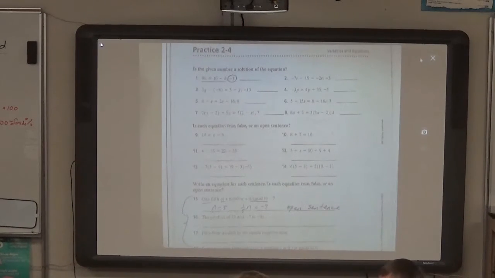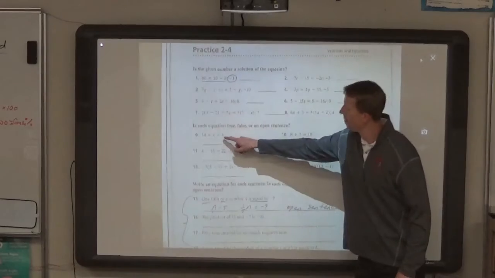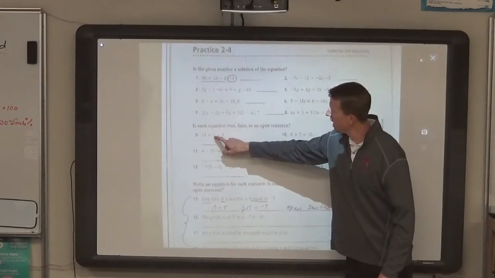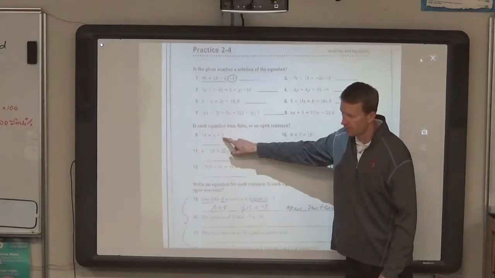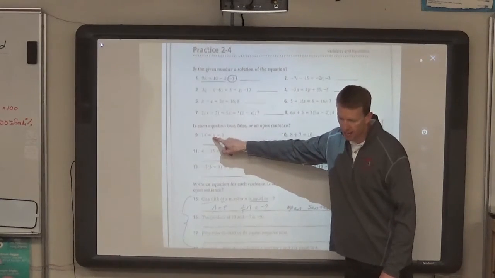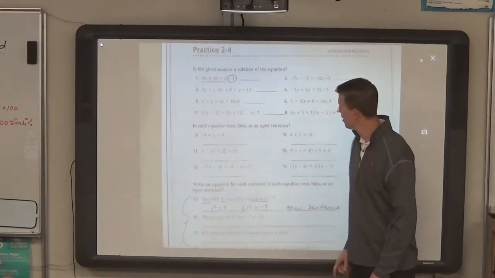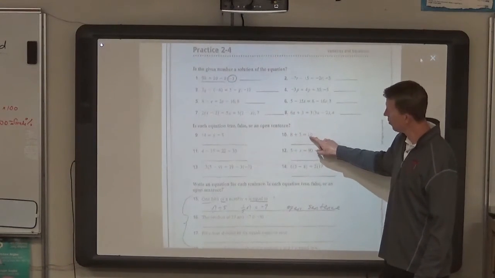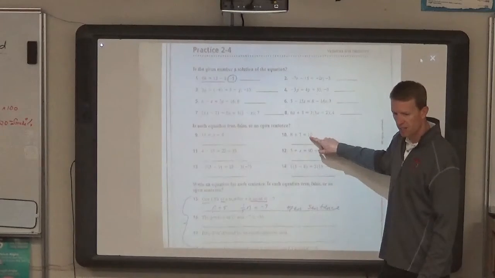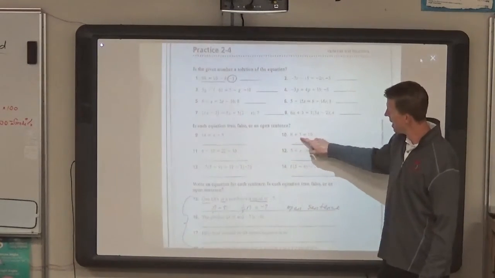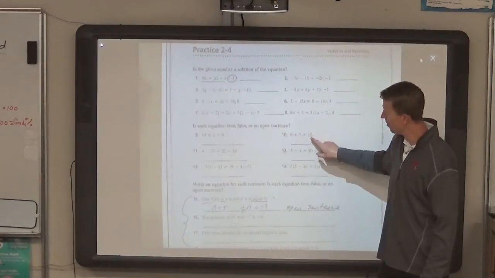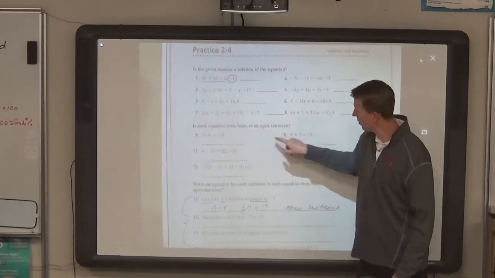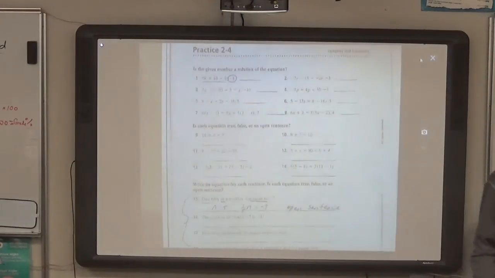Joy? How do you get the open sentences? The open sentence has a variable in it. So look at number 9, for example. 14 equals x minus 9. That's an open sentence because of the x. It has a variable in it. But this one, 8 plus 7 equals 10. Does that have a variable? No. So that's a false sentence.